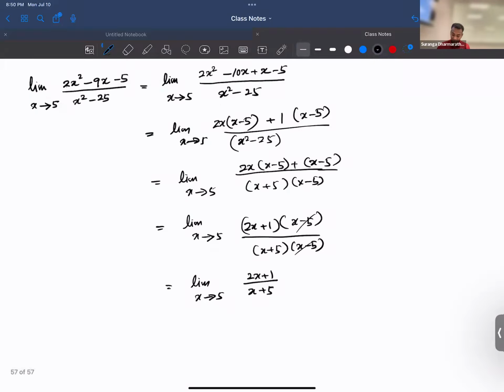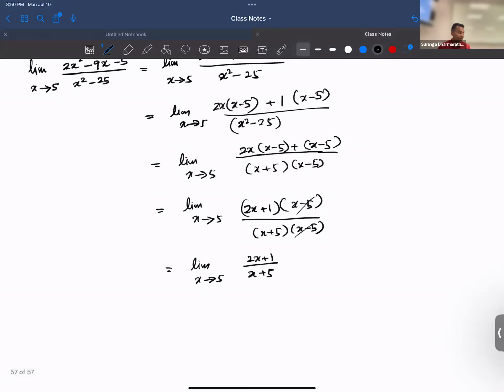2x plus 1 divided by x plus 5. So now we don't have any problem. I can substitute. So 2 times 5 plus 1 divided by 5 plus 5 is 10. This is 10 plus 1, 11. 11 divided by 10.